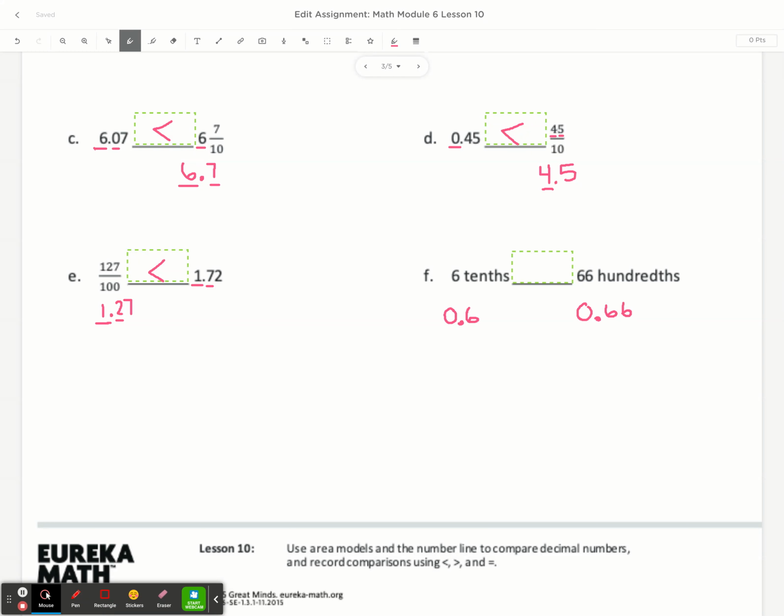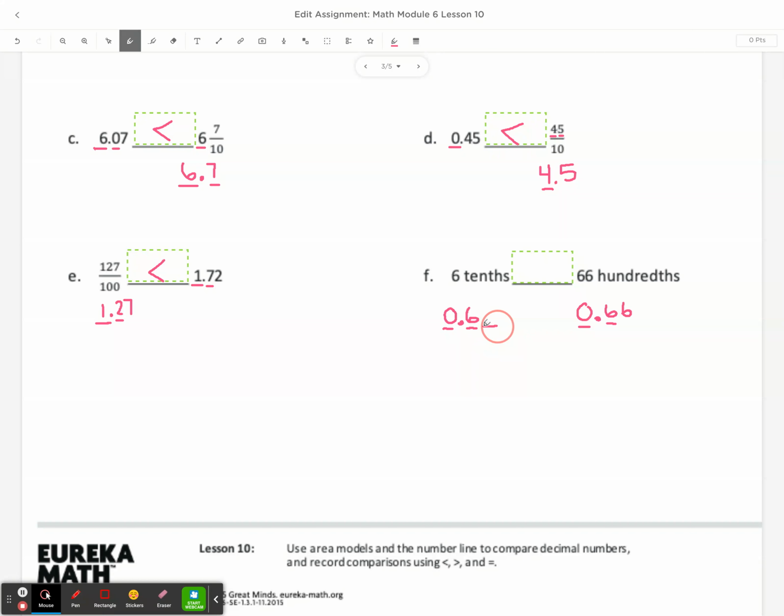And now I can go ahead and compare these two numbers by starting in the place value furthest to the left, which is the ones place. Well, they both have a 0 in the ones place, can't compare them yet, so I'm going to move on to the tenths place. Well, they both have a 6 in the tenths place, I can't compare them yet, so I need to keep going.